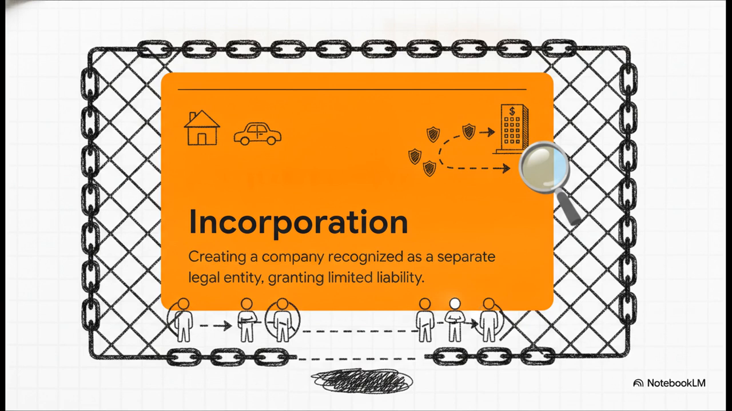And because of this separation, the owners, who are now called shareholders, are granted limited liability. This means shareholders can only lose the money they initially invested in the company. Their personal assets, like their homes, are completely protected if the company goes under.